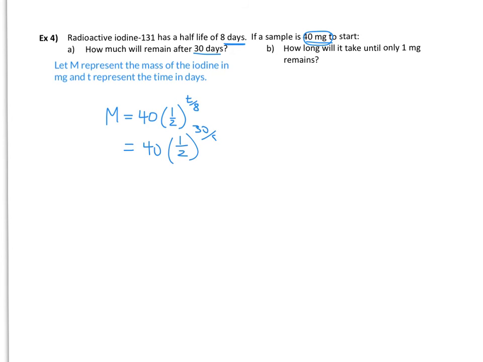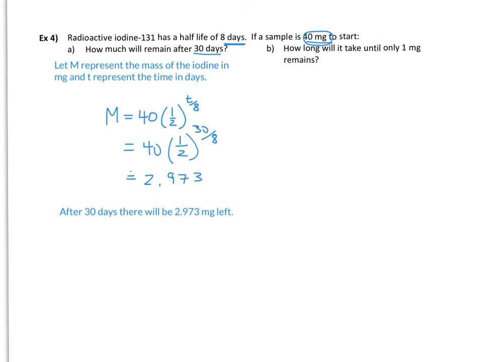So 30 divided by 8, which, by the way, I think is 3.75. All right, put that in your calculator. When I did that, I got about 2.973. So after 30 days, there's only just a little under 3 milligrams left there. So again, finish that with a therefore statement. So after 30 days, there will be 2.973 milligrams left.